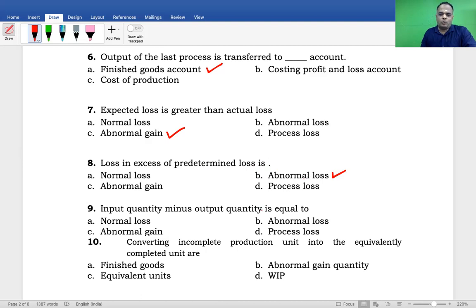Input quantity minus output quantity is equal to normal loss, abnormal gain, or process loss? Process loss quantity. Good. Converting incompleted production units into their equivalently completed units is called finished goods, equivalent unit, abnormal gain quantity, or WIP? It is called equivalent units. Understood?